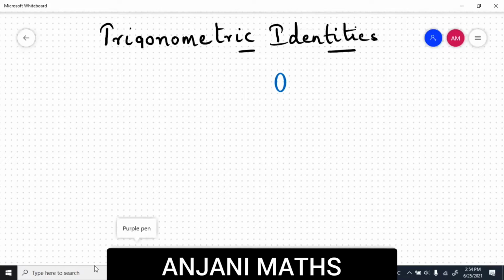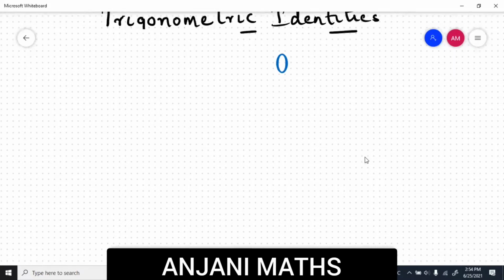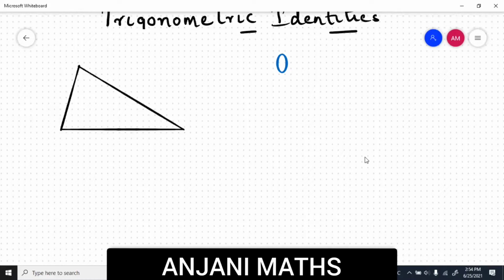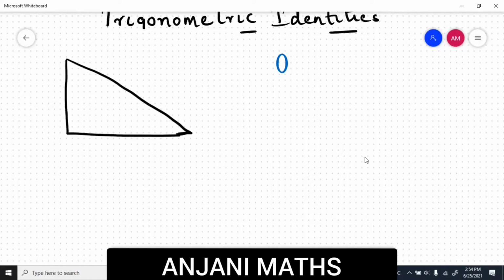Okay. So trigonometric identities. Let us consider a right angle triangle. A, B, C. We are having right angle at B. So AC is hypotenuse and the other two sides are AB and BC.